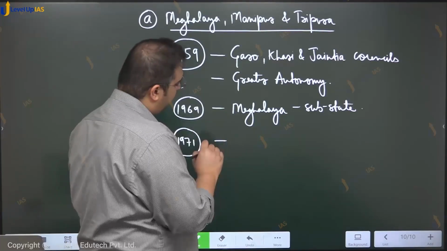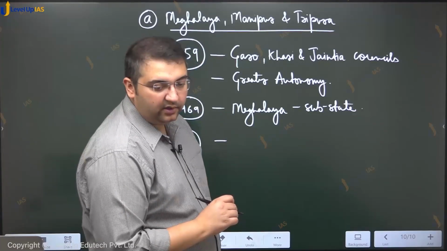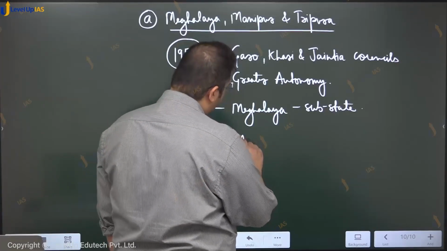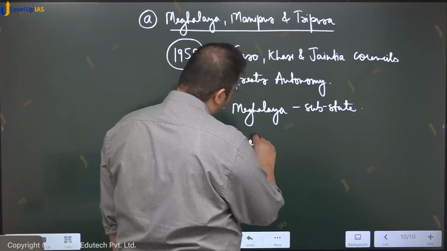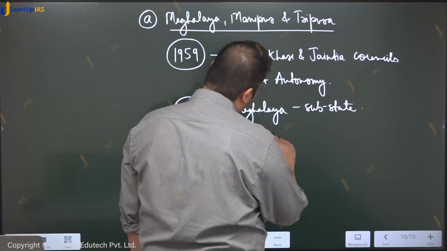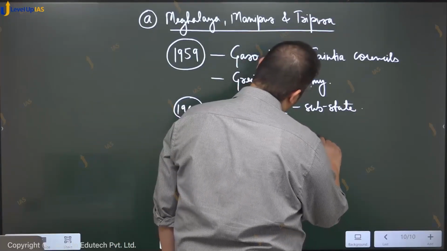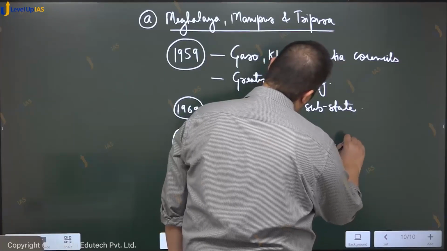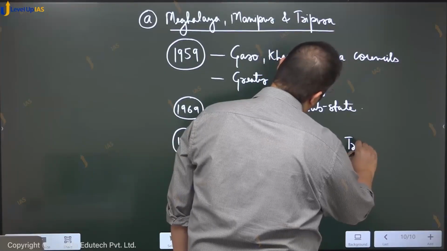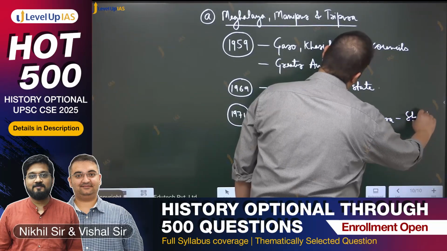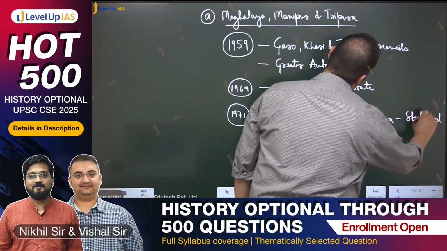Okay? And finally, in 1971, with the Northeast Areas Reorganization Act, 3 new full-fledged states, Meghalaya, Manipur, and Tripura, were created.